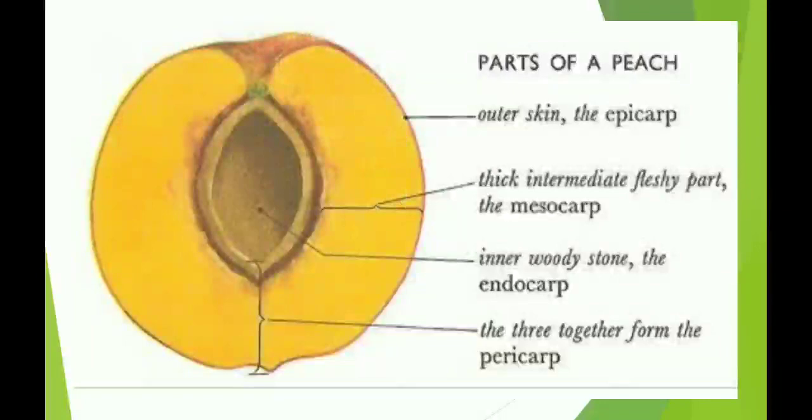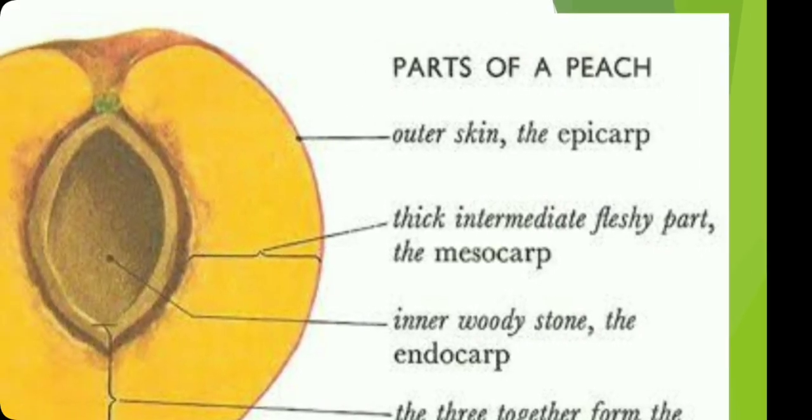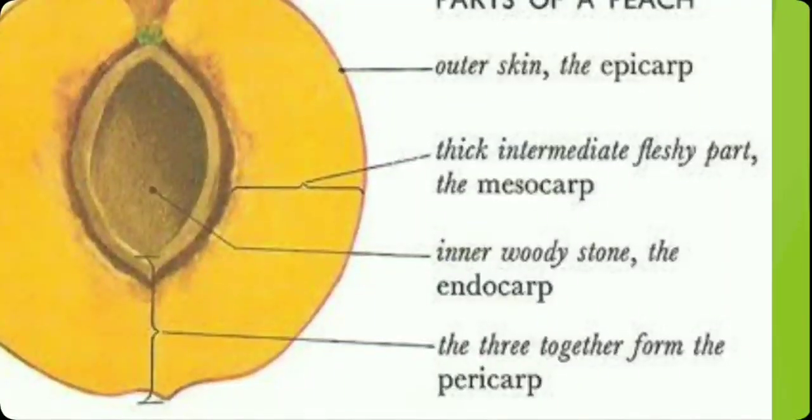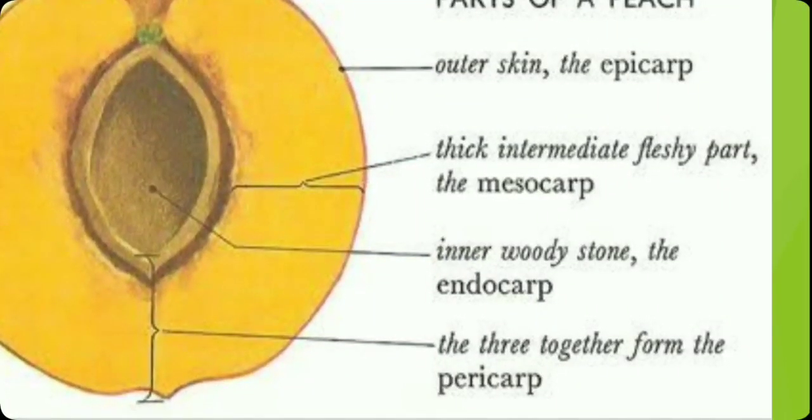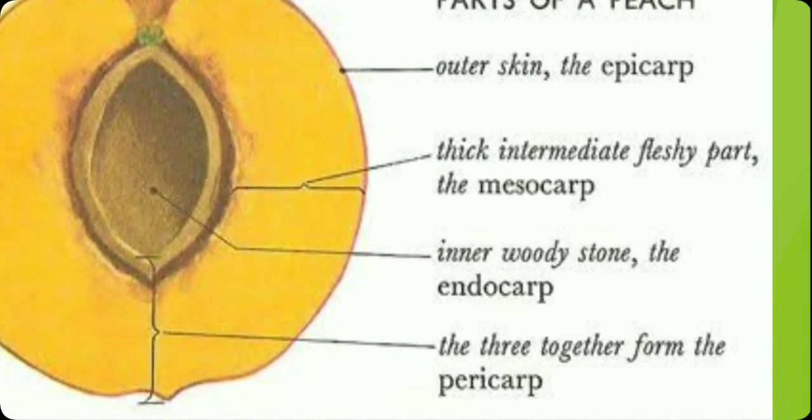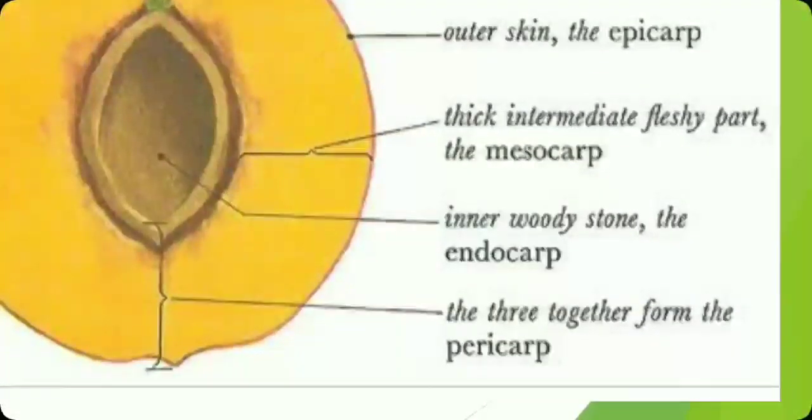Here you can see that the pericarp is divided into epi, meso, and endocarp. Epi means the outer structure, meso means the middle structure, and endo means the internal structure or inner part of the fruit. The outer part of the fruit is called the epicarp, and it is actually the outer skin. The second one, the fleshy intermediate or middle part, is called the mesocarp. And the third one forms the innermost hard region that encloses the seed.